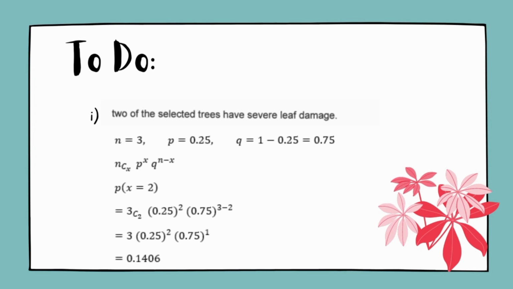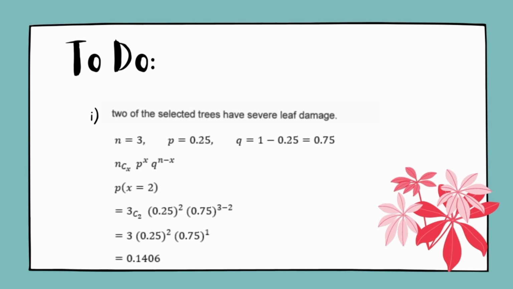So for the question, we use the formula nCx P to the power of x, Q to the power of n minus x. In the equation, x is 2 because in the question, they said 2 of the 3 selected have severe leaf damage. So x equals 2.